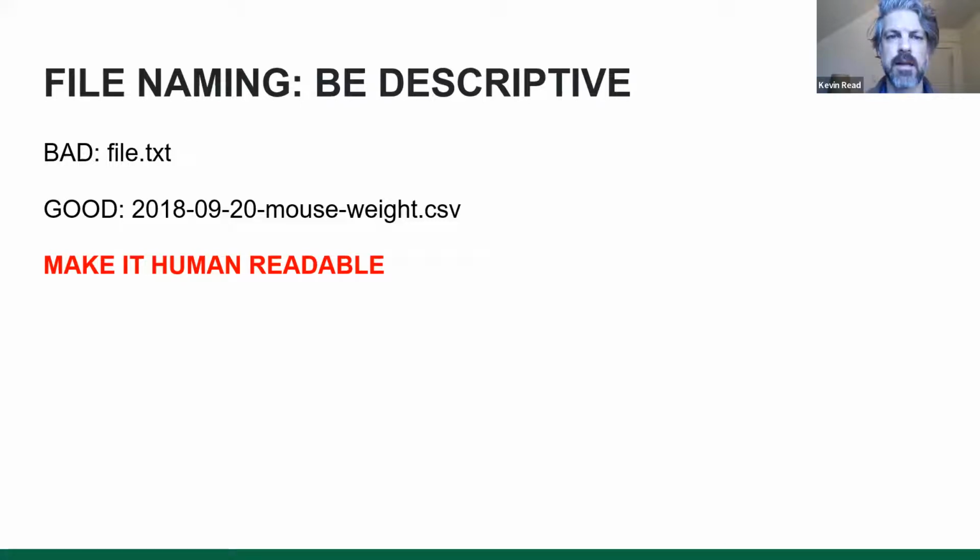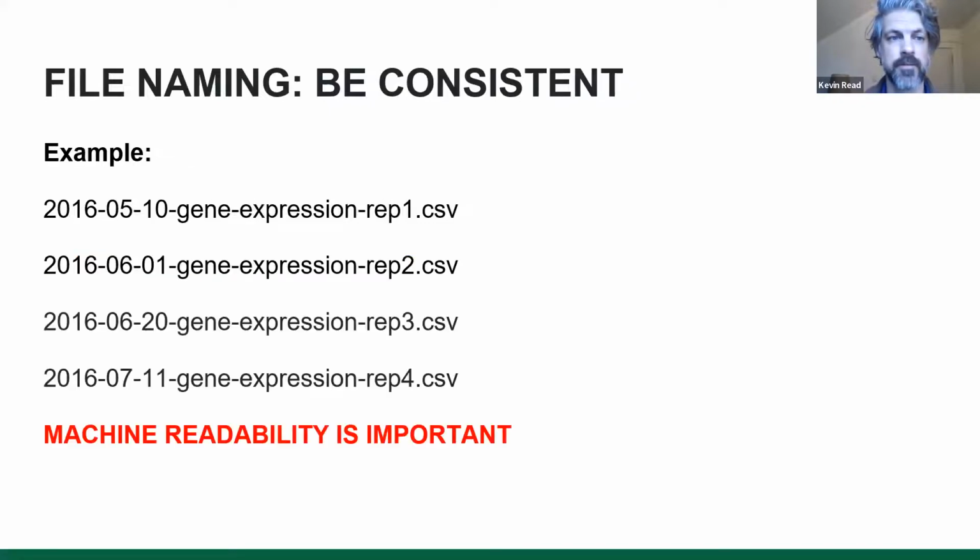Also, when it comes to file naming, you want to be descriptive. So I just saw in the chat someone share what they did, and that's excellent, right? Bad would be file.txt. I don't know what that means. Versus 2018-09-20 mouse weight, I know that this likely was collected on September 20th of 2018, and it's going to hold data about the weight of mice.